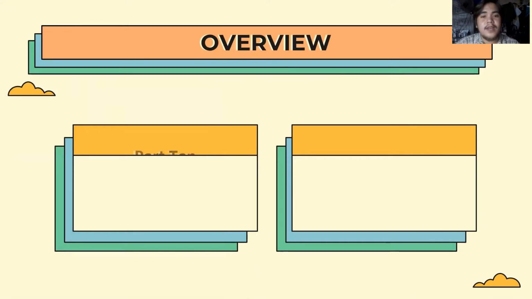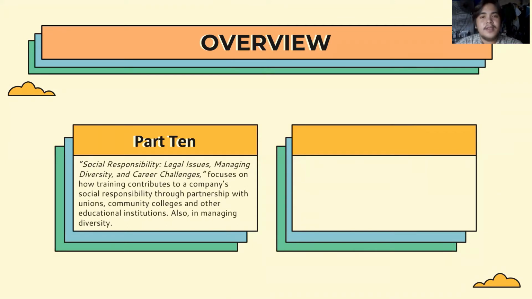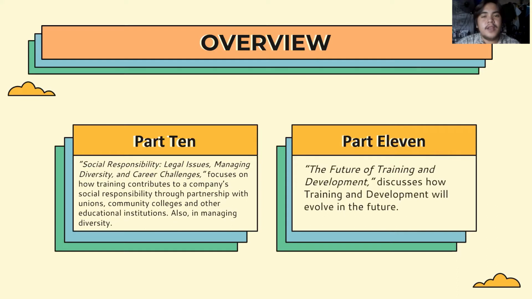These lessons will be divided into two parts, which are Part 10, Social Responsibility, Legal Issues, Managing Diversity, and Career Challenges, which focuses on how training contributes to a company's social responsibility through partnership with unions, community colleges, and other educational institutions. Also in managing diversity. And Part 11, the Future of Training and Development, discusses how training and development will evolve in the future.